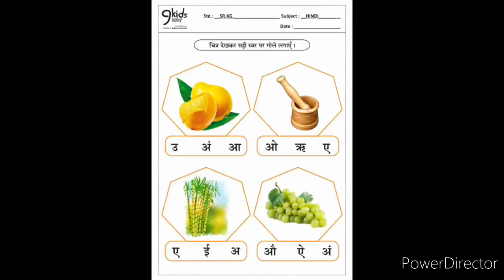In this worksheet, you have to see the picture and circle the correct swar. First picture is of Aam, next Okhli, third one Eek, fourth is Angur.